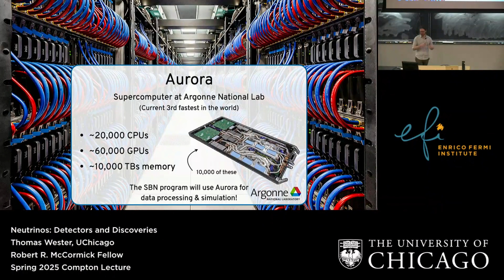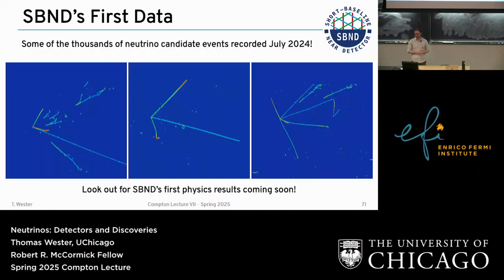And Aurora is just kind of a crazy amount of computing power. So it has 20,000 CPUs and 60,000 GPUs, graphics processing units. And it contains over 10,000 terabytes of memory. So it has 10,000 of these kind of computers inside of it, and they're all chained together to do computations really fast. So we're really excited to be able to use this for part of the SBND experiment.